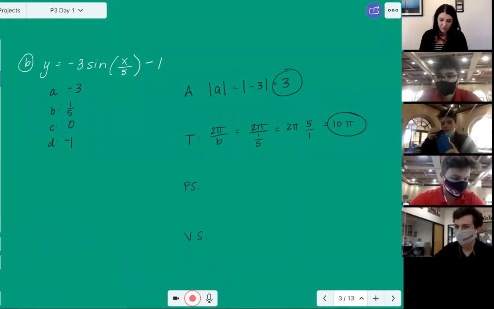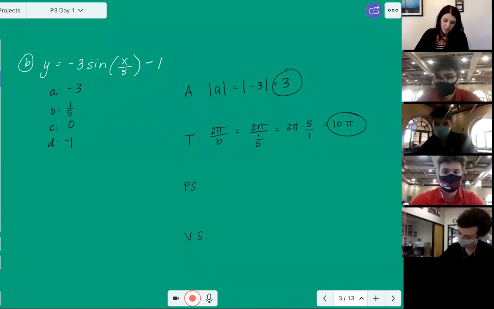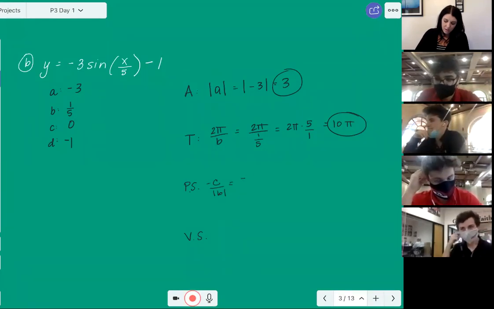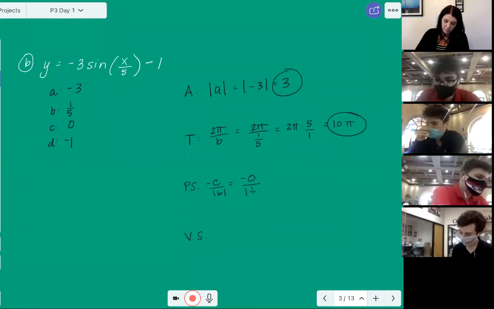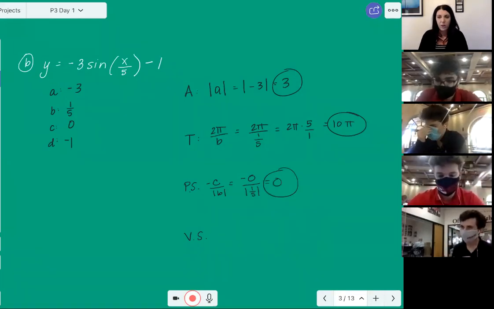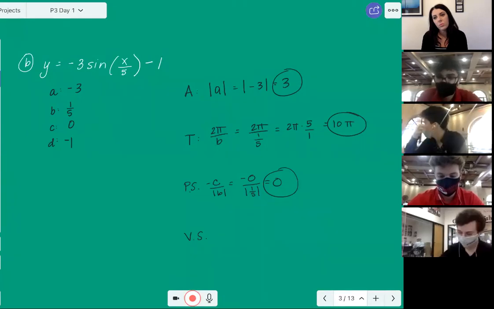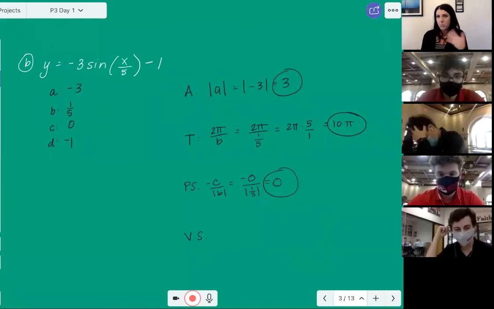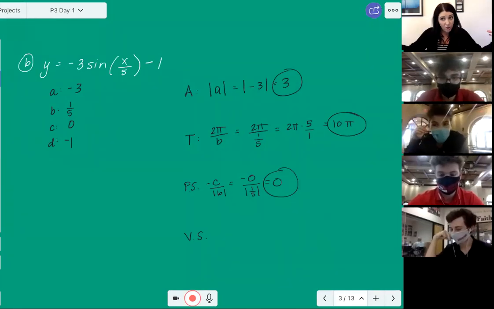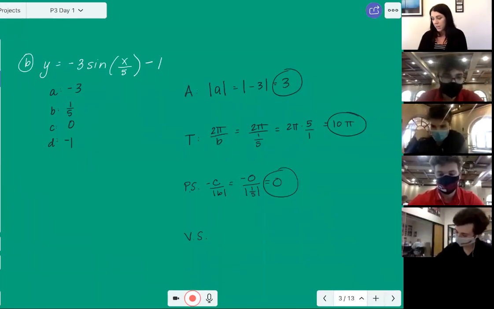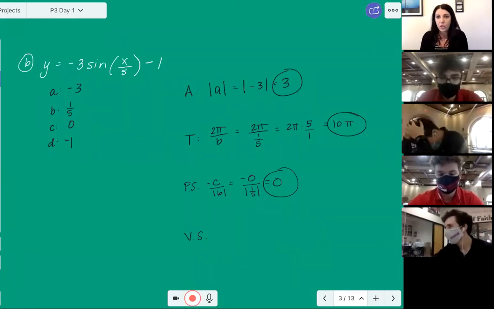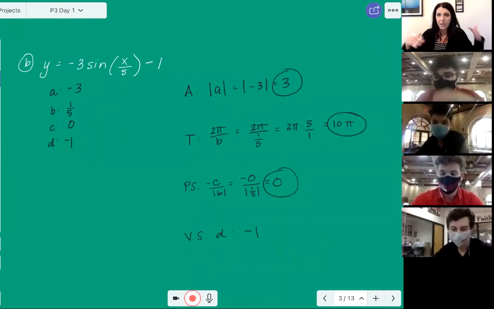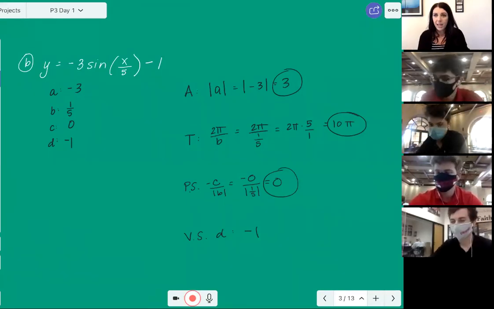How about our phase shift here? How do we find phase shift? Phase shift is the -c over the absolute value of B, so it's -0 over the absolute value of 1/5. That's just 0. Perfect. Which means what when our phase shift is 0? It means that it's not going to shift right or left. Yep, no left or right shift. It didn't move left, it didn't move right. It did stretch out horizontally, but it didn't shift. Excellent job. And then how about our vertical shift? The vertical shift is just D, so it's -1, or down. Perfect. That means it moved down 1, or that our midline is at -1.